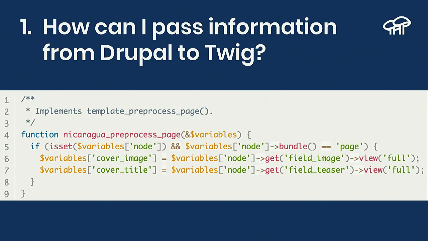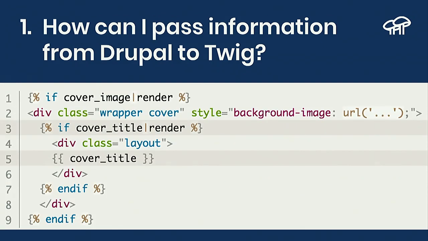And then I call view full. Full there represents the full view mode. So if you want to print the variable using the configuration in the full view mode, you can use that. You can also change that for teaser or for any other view mode. And then you are going to be populating these variables with render arrays as configured in the full, teaser, or whatever view mode you're using. And once you have those variables available in your template, you simply print them.